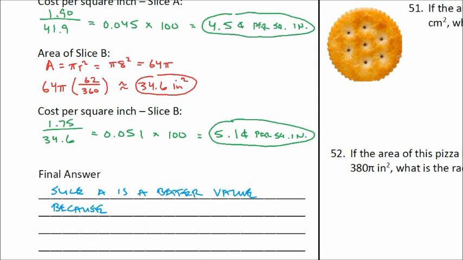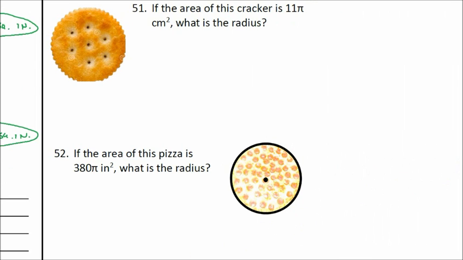You could also write slice A is a better value because it costs 4.5 cents per square inch and slice B costs us 5.1 cents per square inch. So either one of those, as long as I see the evidence above, would be an acceptable answer. Alright, so to work out the pizza problem, it's got a couple more questions here.